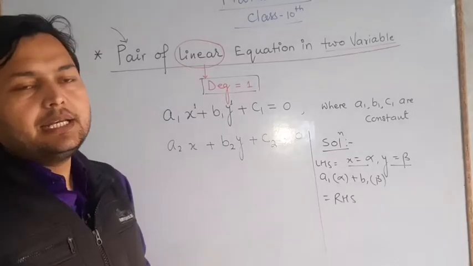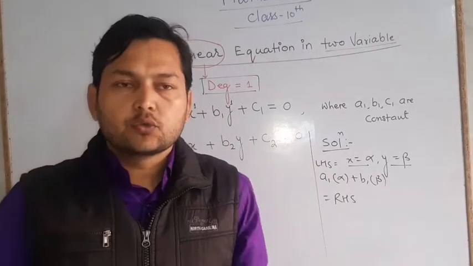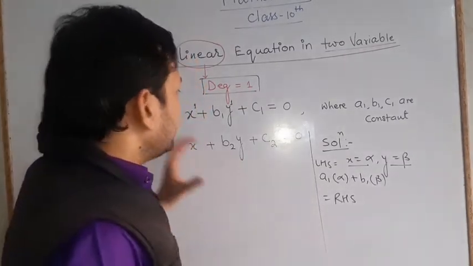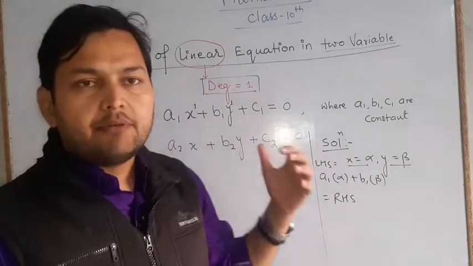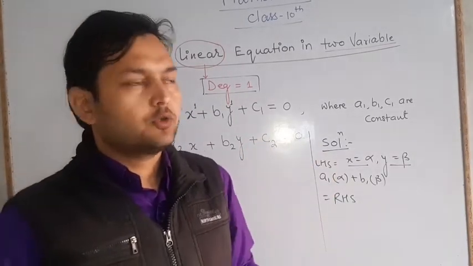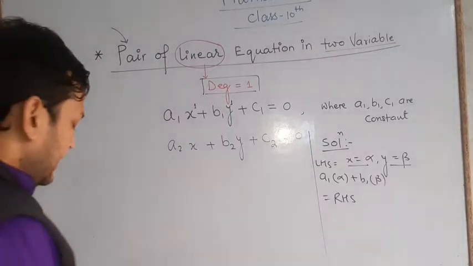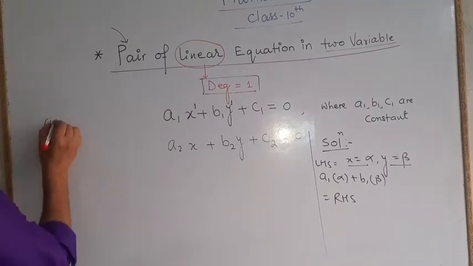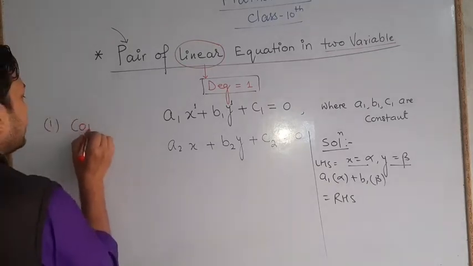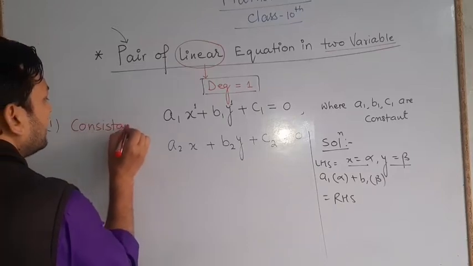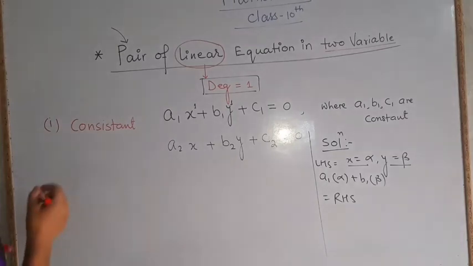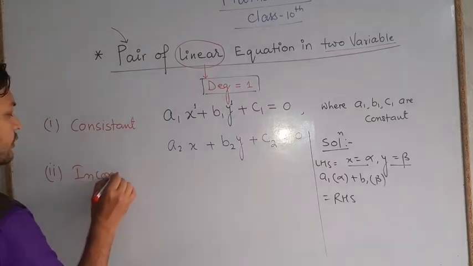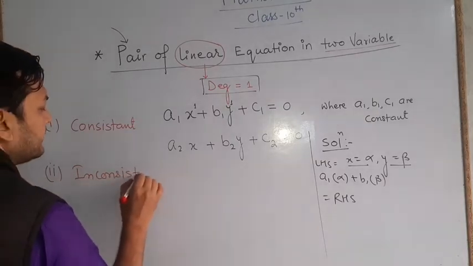But you will find that many times linear equations don't have any solution, and many times they have infinite solutions. So I want to teach you the condition for a linear equation to have no solution, infinite solutions, or a unique solution, and what they are called. First of all, there are two types of equations: consistent and inconsistent.